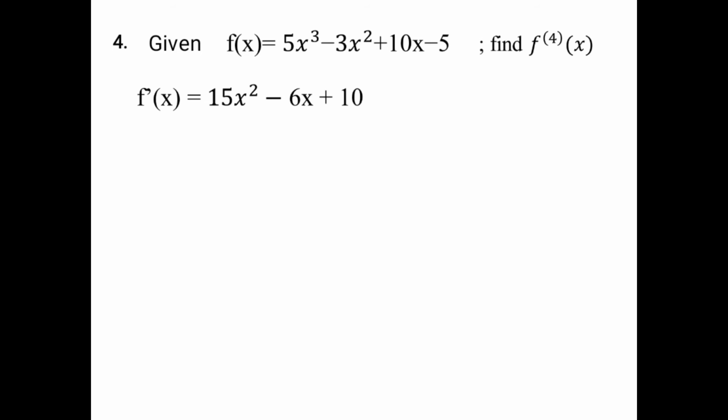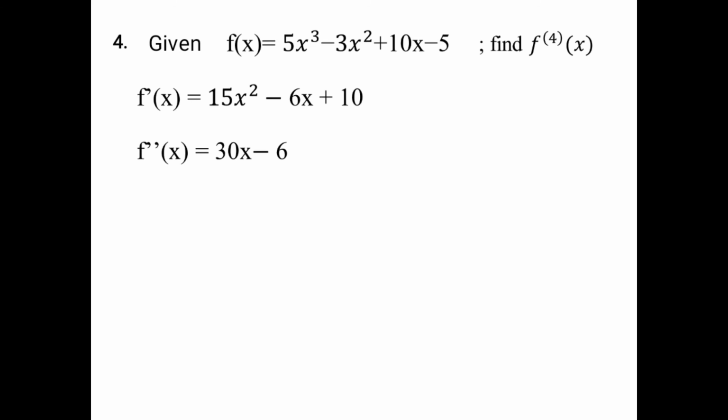And just continue the process, get the second derivative. So just apply again the constant multiple rule. 2 times 15 is 30, and then x squared, we have the exponent 2, subtract 1, then we have only 1 as our exponent, that's why we have 30x. And then the derivative for 6x is 6. So we got the second derivative, which is 30x minus 6.